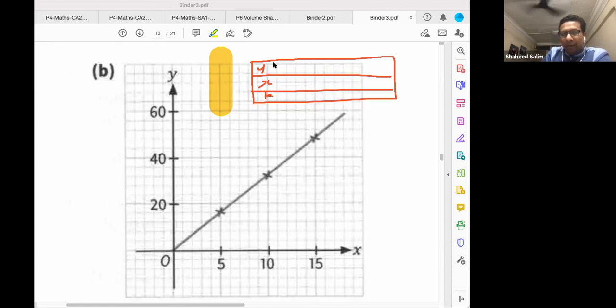Okay, you take Y divided by X to see whether K is constant or not. So you have X is 5 on here, X is 10 on here.